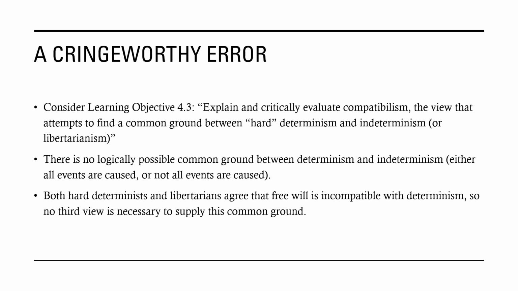Now that's pretty ambiguous here. Remember, hard determinism is not just determinism, and libertarianism isn't just indeterminism. Both of those views also additionally contain views about what's compatible with what, most especially whether free will is compatible with determinism or indeterminism or both or neither. And so it seems like you could read this one of a couple of ways. You could read it as saying that compatibilism attempts to find a common ground between determinism and indeterminism. And if that's the way you're going to read it, then this next bullet point applies.